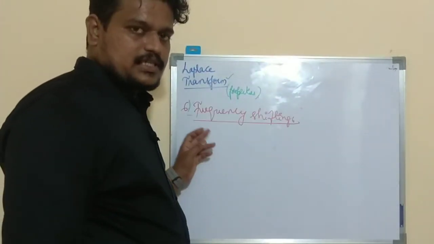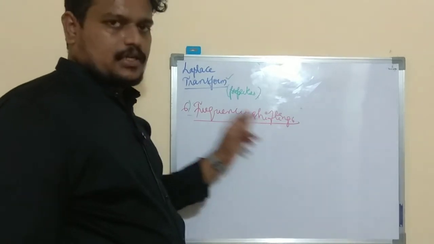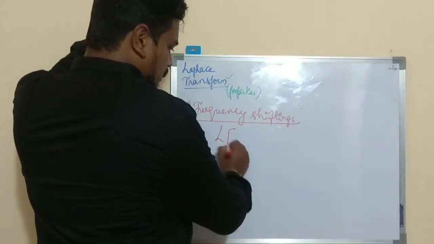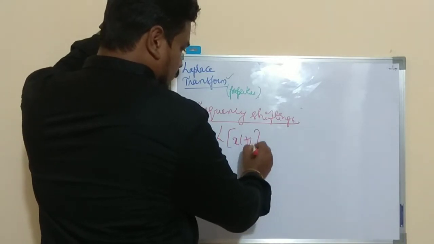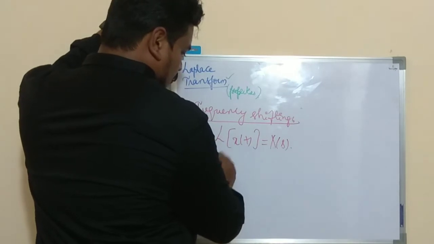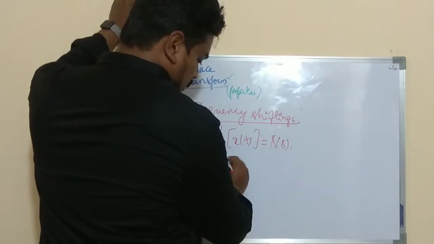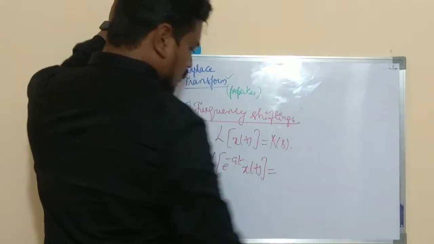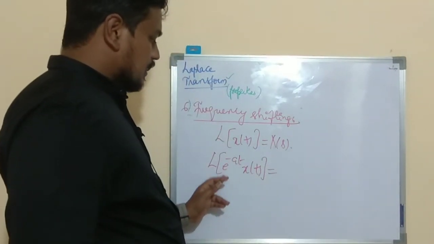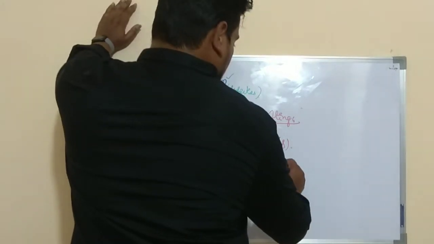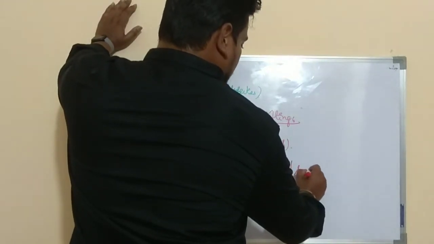So the next property, the sixth property, is frequency shifting. What happens in frequency shifting is that if the Laplace transform of x of t is equal to X of s, then consider the Laplace transform of e power minus at into x of t. If you have a multiplication of x of t with an exponential, that is e power minus at, then you have a shift in the frequency on the right hand side.